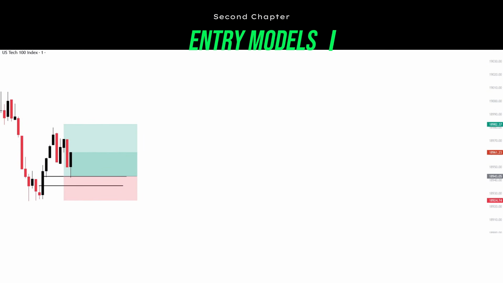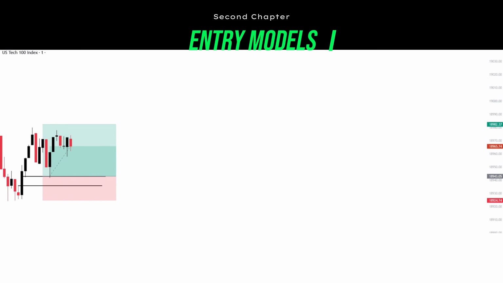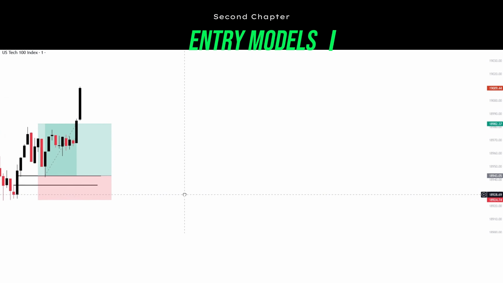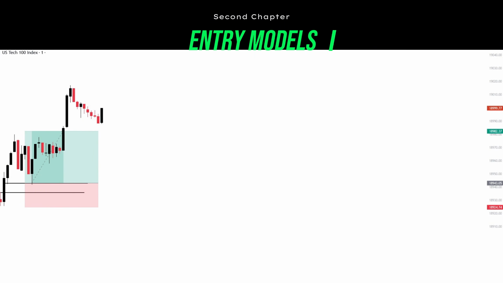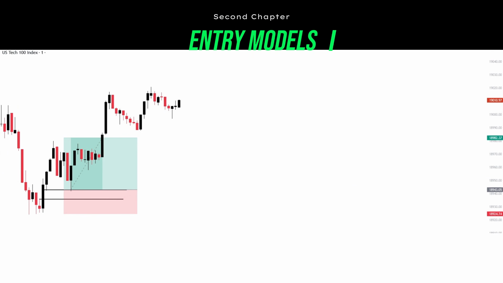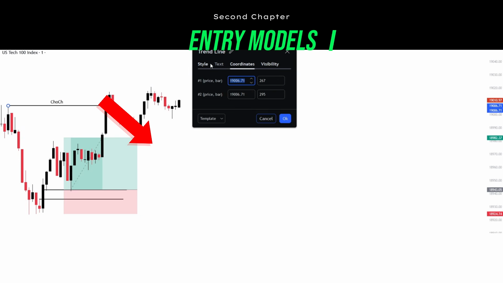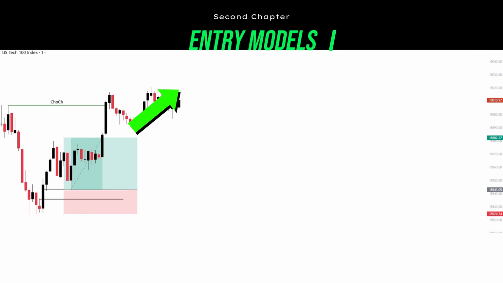The position was opened, and the trade was a win. Let's see the continuation of the price action. And by the way, we got a bullish change of character since the market has broken the last high, and we got the pullback and the break of the highs. So essentially, we are in an uptrend now.